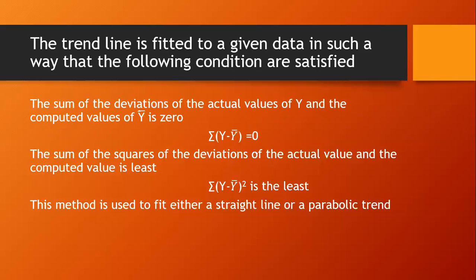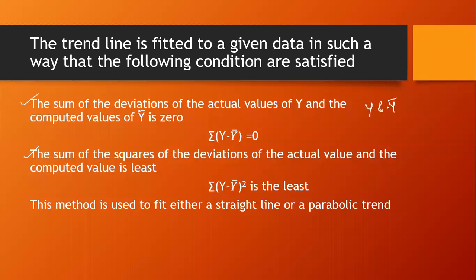This part, they will ask you for 2 marks: write the conditions to be satisfied by the trend line under the least square method. So you have to write these two conditions. One is that when you add the sum of the deviations of the actual value and the computed value, that is y and y dash, y dash is the computed value.